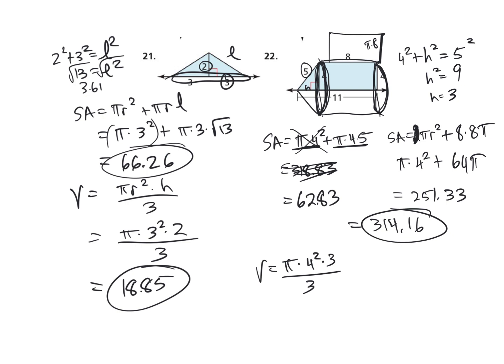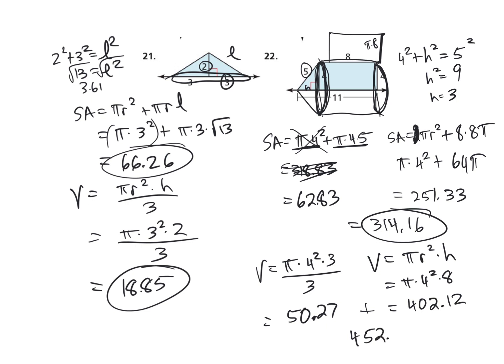So 16 times 3 times pi divided by 3. So that volume is 50.27. The volume of the cylinder is pi r squared times the height. So pi times 4 squared times the height of 8. And what is that? So 16 times 8 times pi gives me a volume of 402.12. Add those two together, and you get a volume of 452.39. Good job.